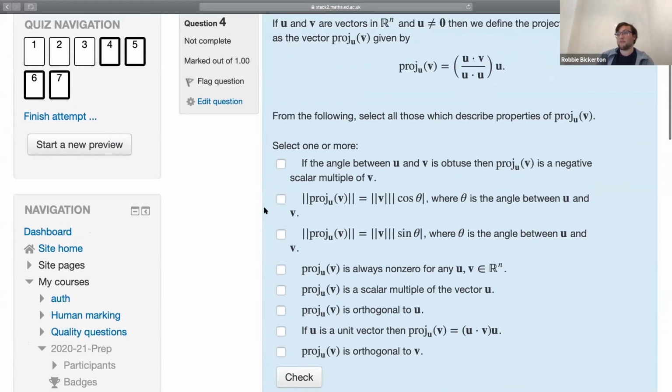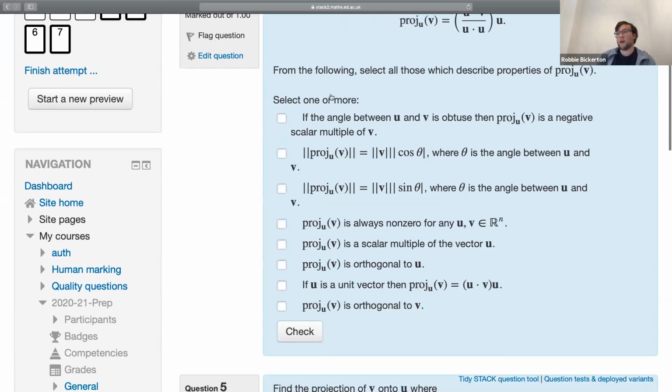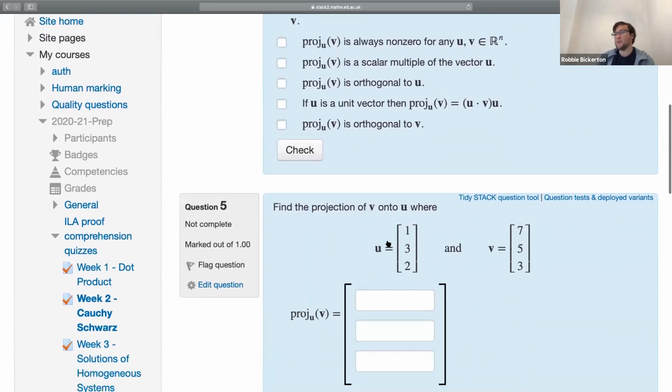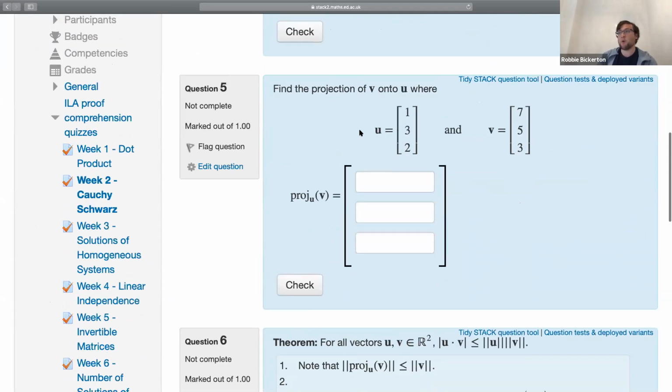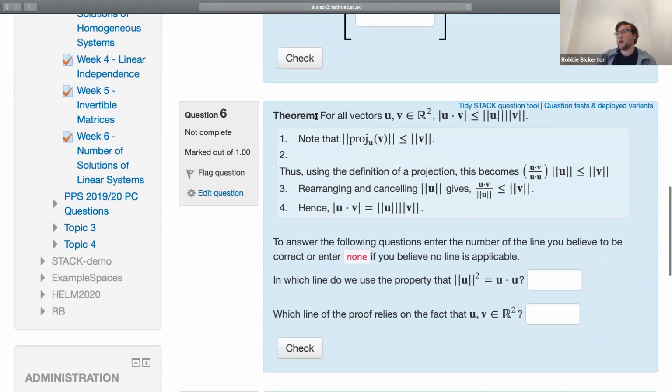we actually have another multiple choice question. This is again just testing whether students understand the definition of the projection. And once again, we expect students to pick out the correct properties to do with this. Then they're given an example where they have to find the given projection. And then finally, they're asked to implement this into a second proof of the Cauchy-Schwarz inequality.